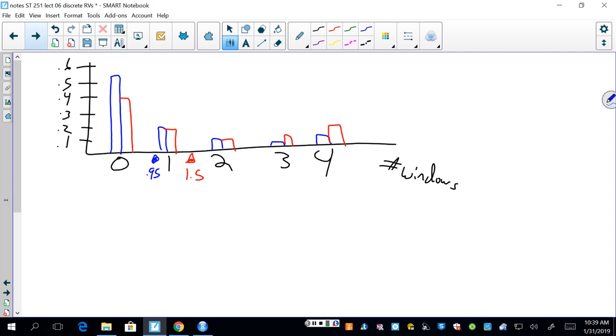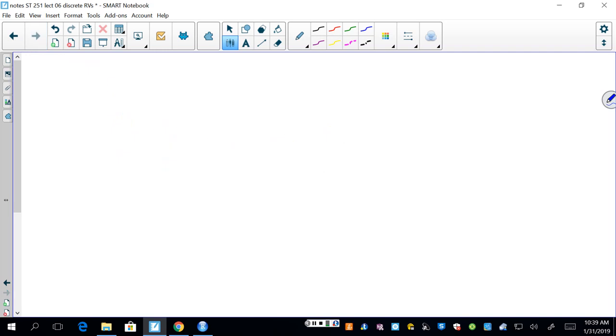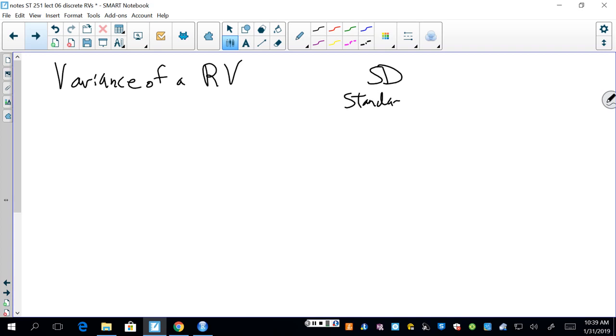Any questions about expected values for this? A different thing we can do is look at variance, for a random variable, and also the standard deviation of a random variable. So we can be interested in the spread, how diverse the values are.